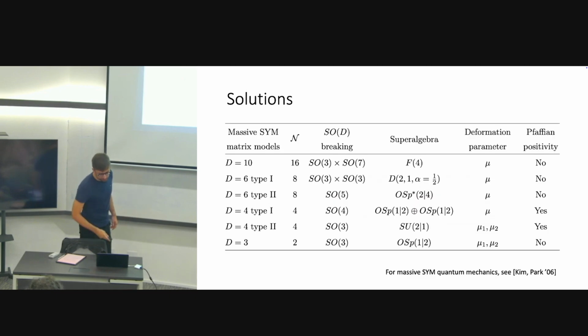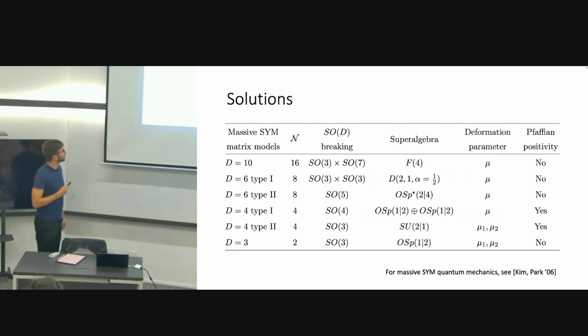And the result is the following. So in d equals 10, we find that the only possible massive deformation is the polarized KKT model. The polarized KKT model has SO3 cross SO7 symmetry. SO10 is broken down to SO3 cross SO7. And there is a single deformation parameter. And as I said, the Pfaffian is not positive. So there is the sign problem in this model.